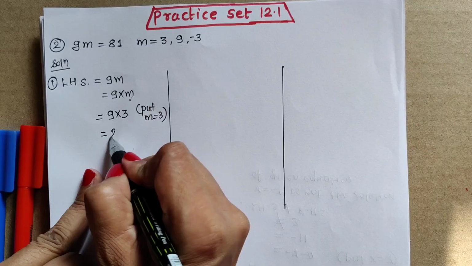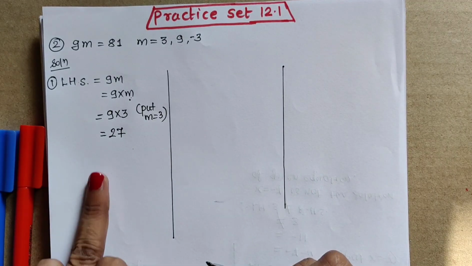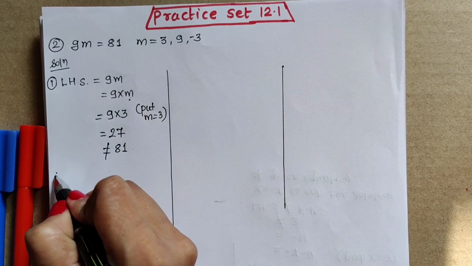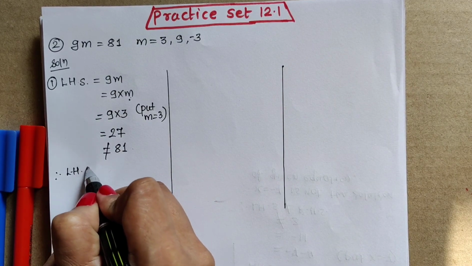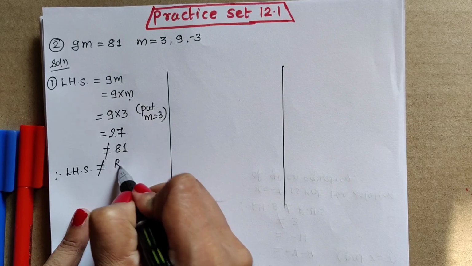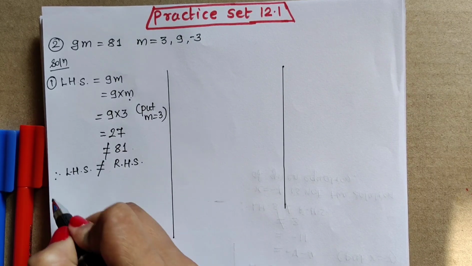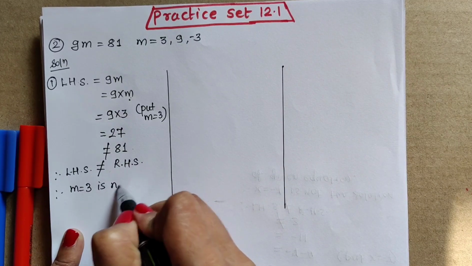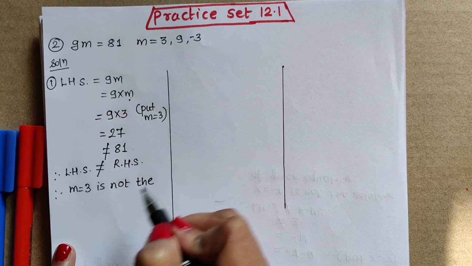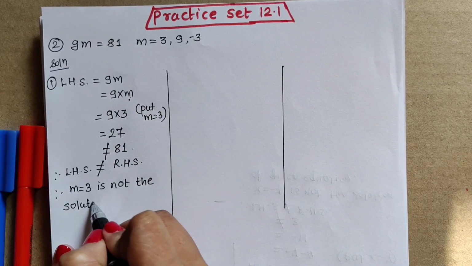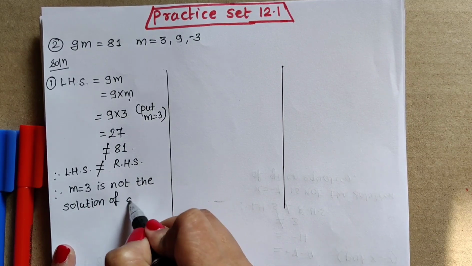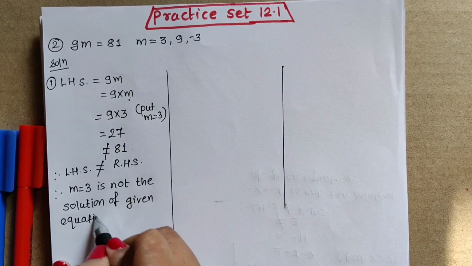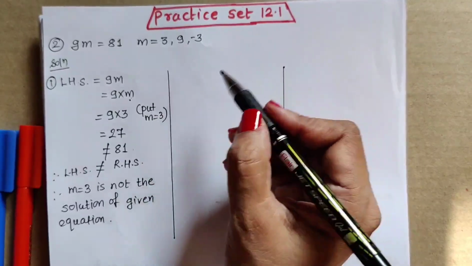So 9 3s are 27, we are getting. That means it is not equal to 81, and that is why left hand side is not equal to right hand side, and therefore m is equal to 3 is not the solution of the given equation. In this way we are going to check for the remaining two values also.